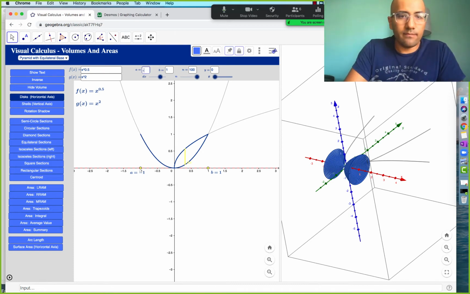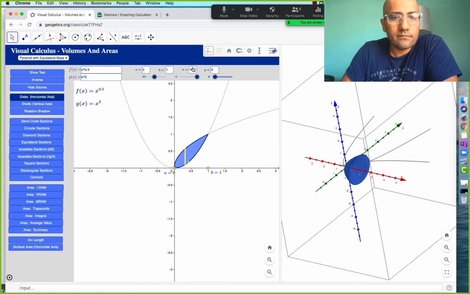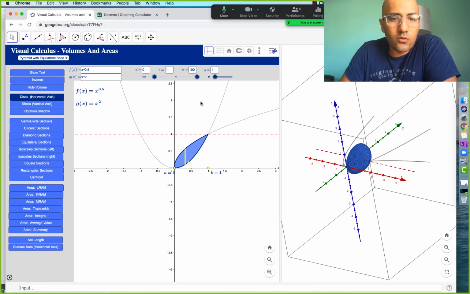So, 0 to 1. Oh, no, it does let me do it. Right here. Is that going to let me do it? Yes, cool. Okay, so here's the line y equals 1. We have f of x equals the square root of x, and g of x equals root x. Okay, so here they are.